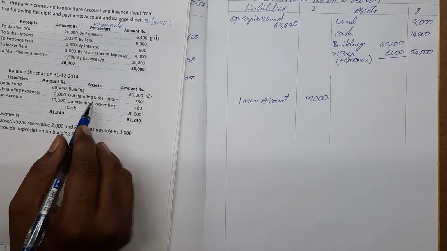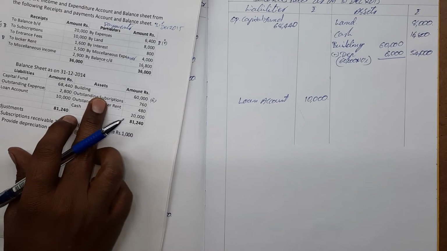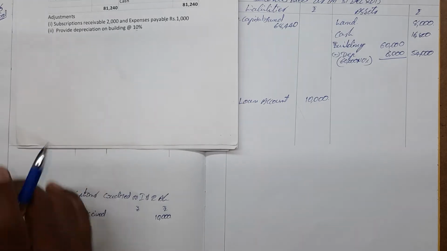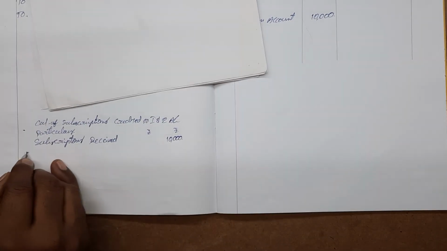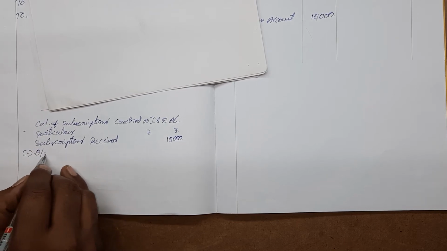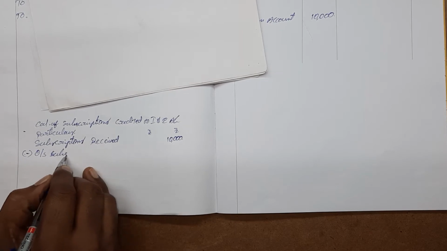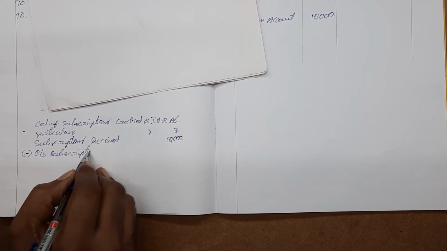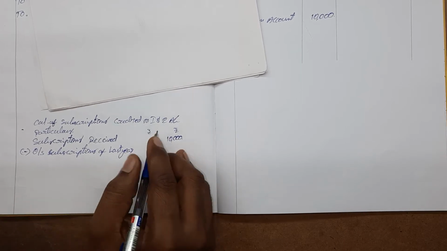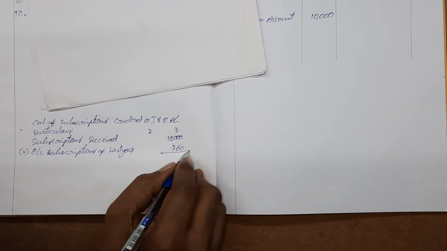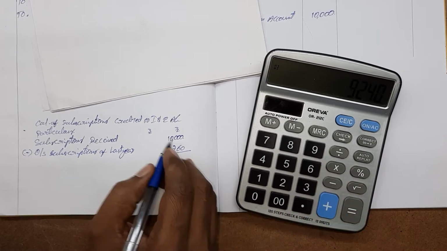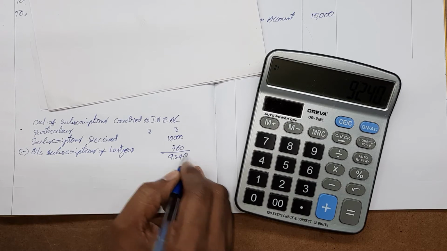After building, outstanding subscriptions. There are outstanding subscriptions of last year. Okay, outstanding subscriptions of last year should be deducted from the current year subscriptions received, less outstanding subscriptions of last year, that is 760. Simply you can deduct it, 10,000 minus 760, which is equal to 9,240.